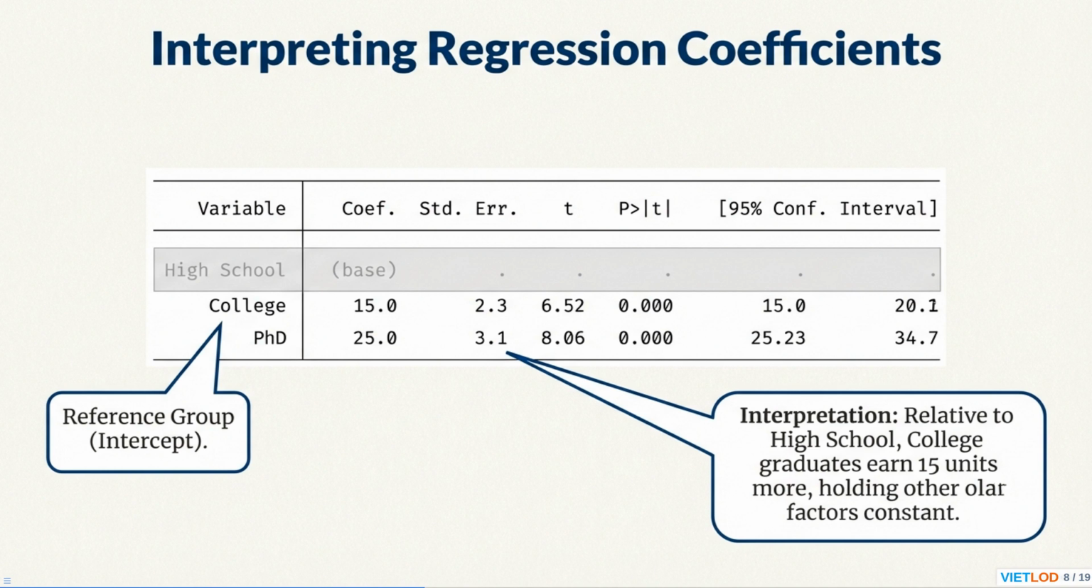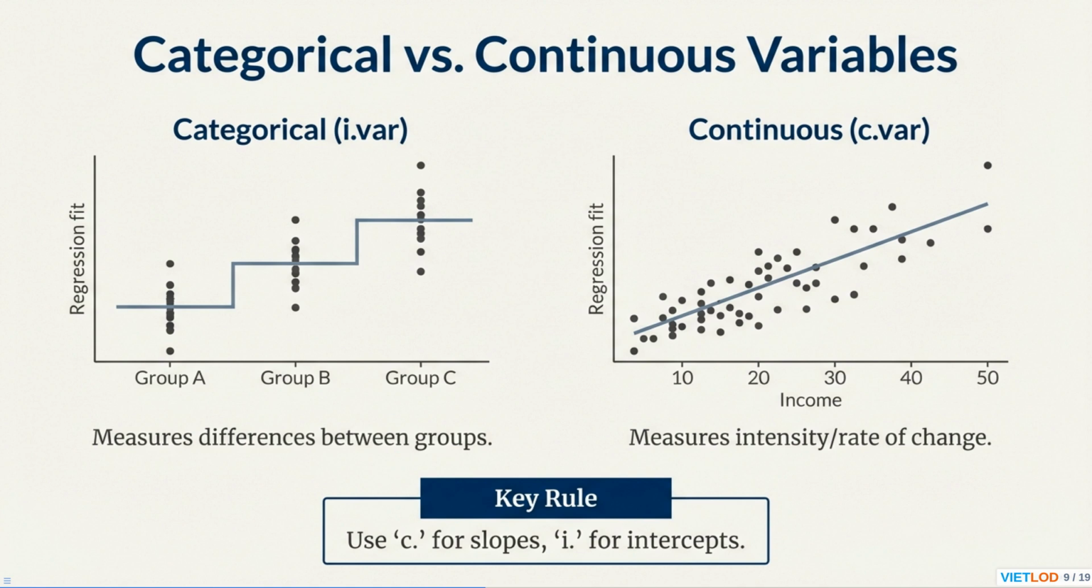In this slide, we examine how to interpret regression results for categorical variables. The high school category is marked as base, which means it serves as our reference group and is represented by the model's intercept. When looking at the college variable, we see a coefficient of 15.0. This is interpreted as, relative to high school graduates, college graduates earn 15 units more, holding all other factors constant. Notice the statistical significance. With a p-value of 0.000, we can be confident in this result. Similarly, PhD holders earn 25 units more than the high school base group, which is also highly significant with a t-statistic of 8.06.